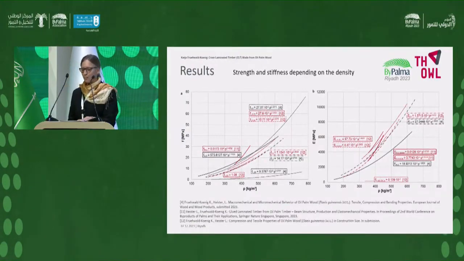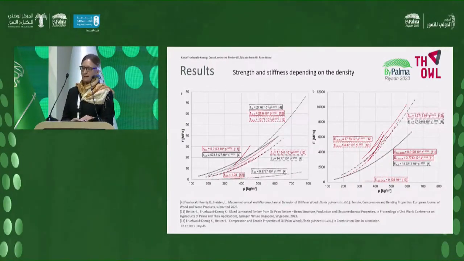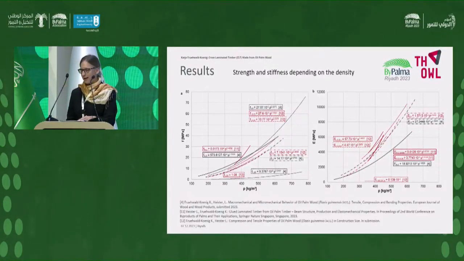This figure shows the properties of the oil palm wood as a function of the density for the full-size test specimens in red and for small-size defect-free test specimens from another project in black. Independent of the specimen size, oil palm wood shows a higher correlation to the density compared to dicotyledons. This is caused by the much larger density range for oil palm wood, and this results in a larger range of the property values.